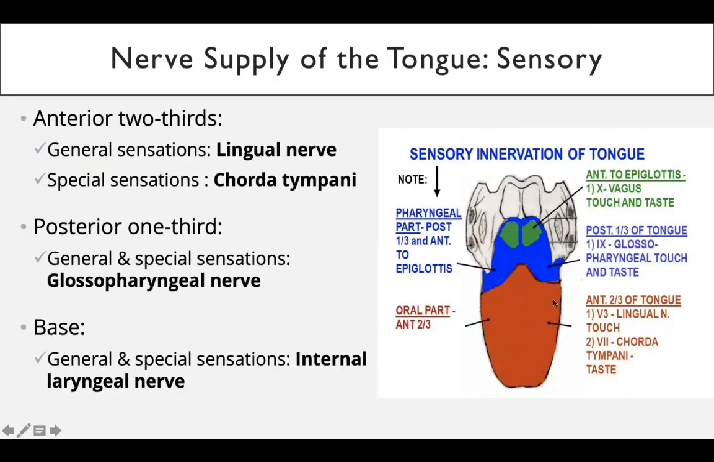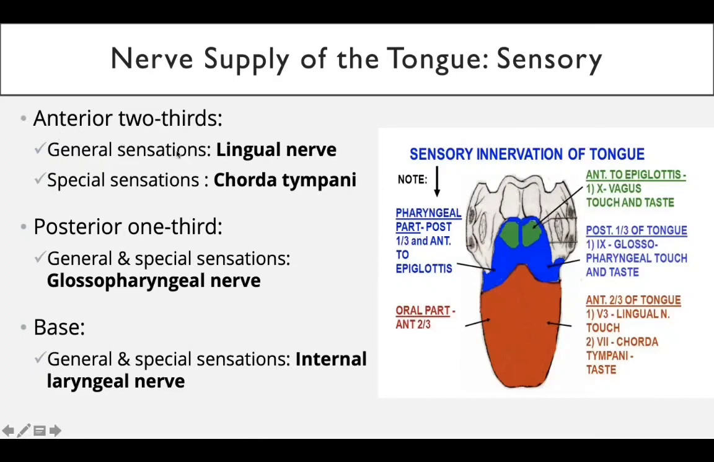We already know the anterior two-third has lingual papilla. It is lingua, the major part of the tongue, anterior two-third. So it should be supplied by the lingual nerve for the general sensation. Very easy. Lingual nerve, right?